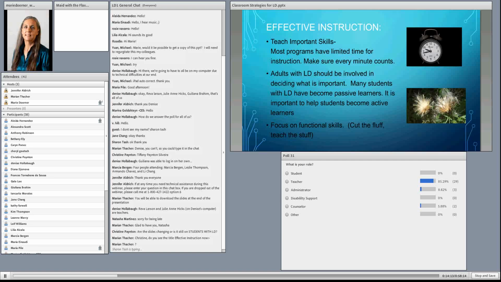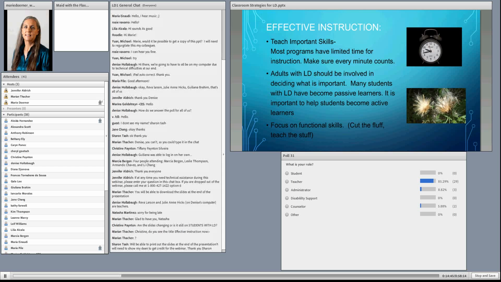Because sometimes people with learning disabilities have trouble deciding on what is the main idea here and what are the details, and that makes note-taking really hard. And the more that we can teach them how to take notes and how to separate what's important from not important, that's really powerful. Many students with learning disabilities have become passive learners, and it's really important to help students engage and be active learners.